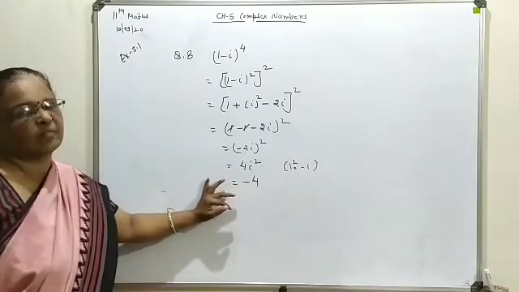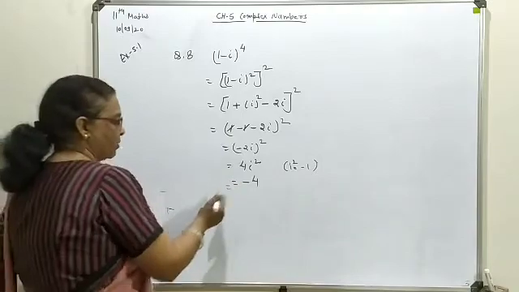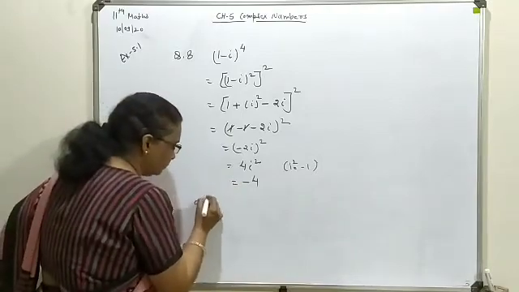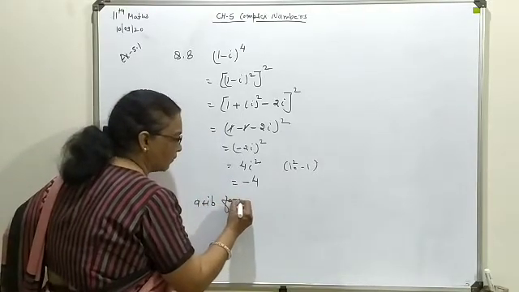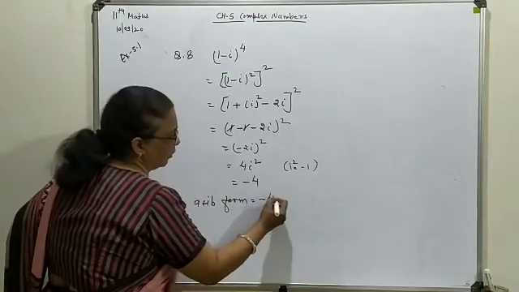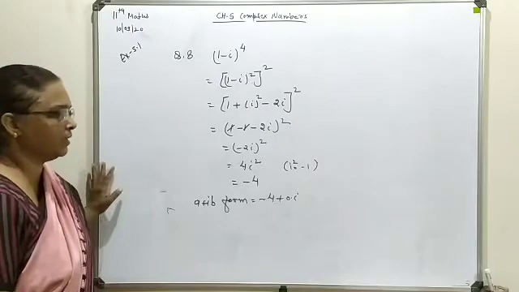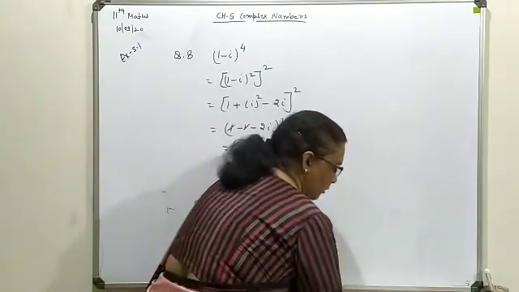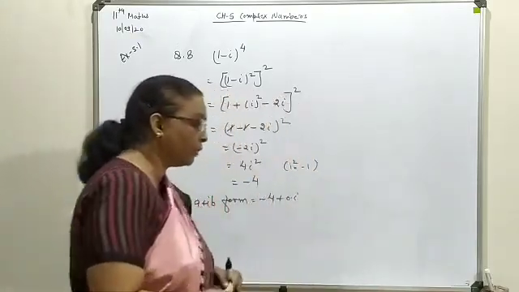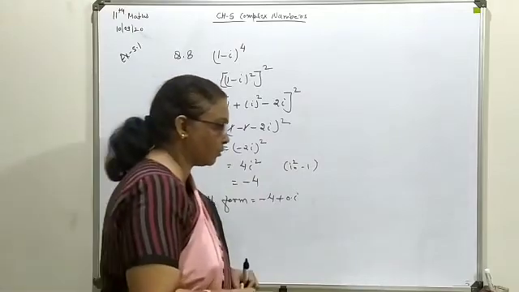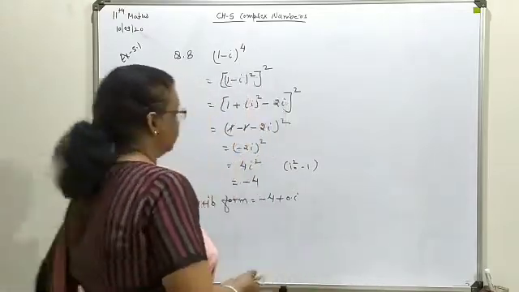Now express in a plus ib form. So that is your minus 4 plus 0 into i. The multiple of the imaginary part is 0. Now the next is a cubic form we are going to discuss. That is your question number 10.